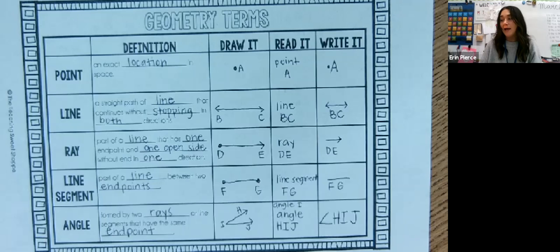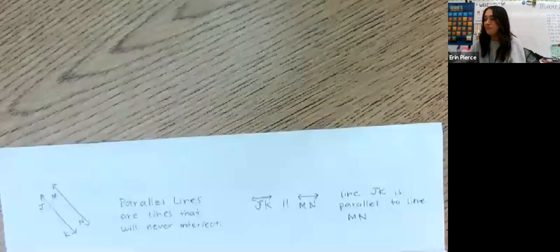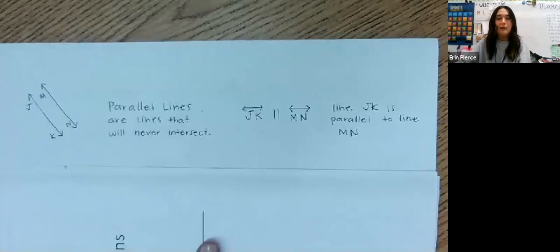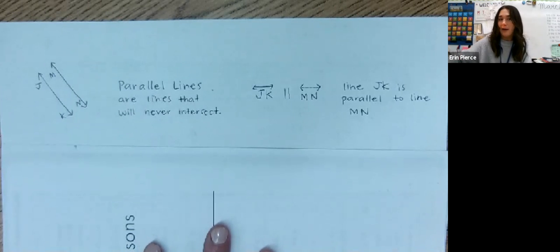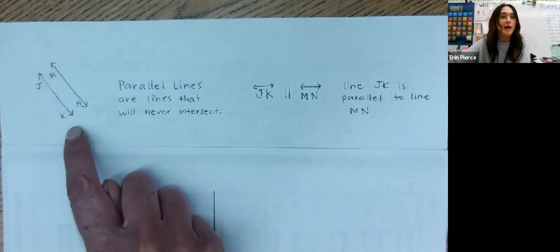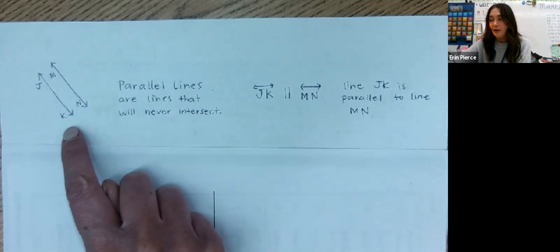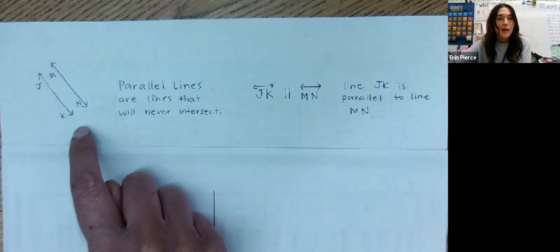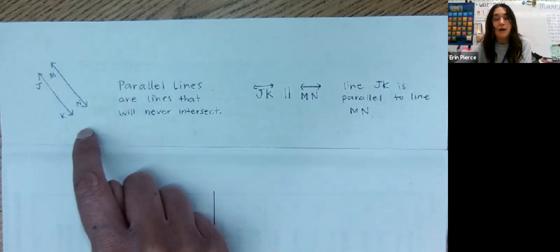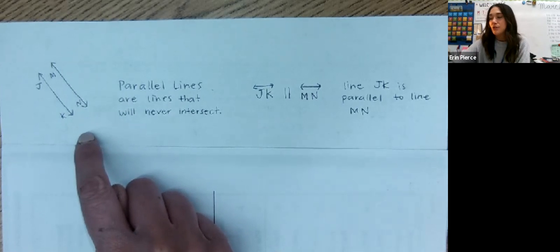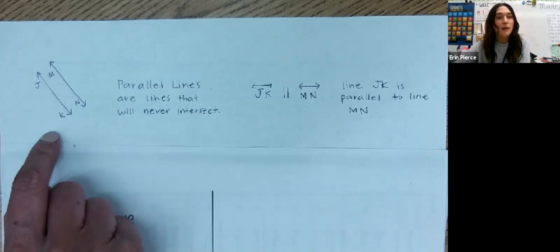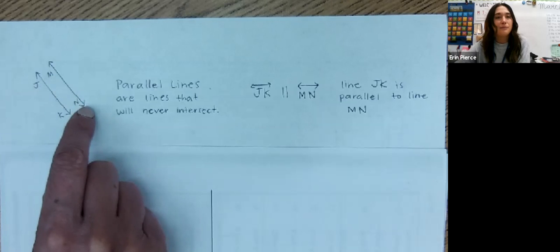Now that everybody has their geometry terms paper, I'm going to flip mine over, and I would like for you to copy my first definition. I have what we call a set of parallel lines over here to the side. I drew 2 lines that are never going to touch. They have arrows on both ends of the lines. They could be line segments as well, but in this case, I drew lines. So I have line JK and I have line MN.